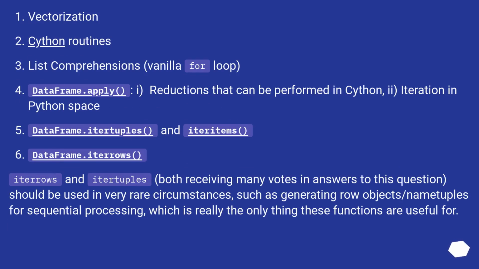Vectorization, Cython routines, list comprehensions, vanilla for loop, DataFrame.apply, reductions that can be performed in Cython, iteration in Python space, DataFrame.itertuples and iteritems, DataFrame.iterrows. iterrows and itertuples, both receiving many votes in answers to this question, should be used in very rare circumstances, such as generating row objects/namedtuples for sequential processing, which is really the only thing these functions are useful for.